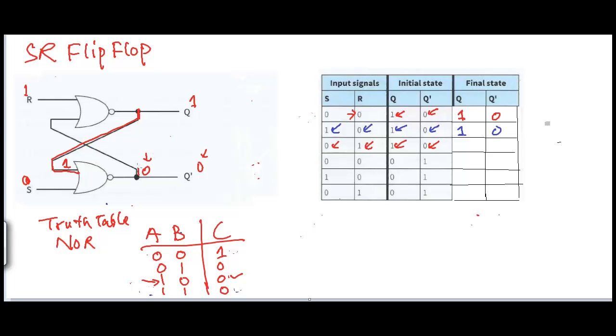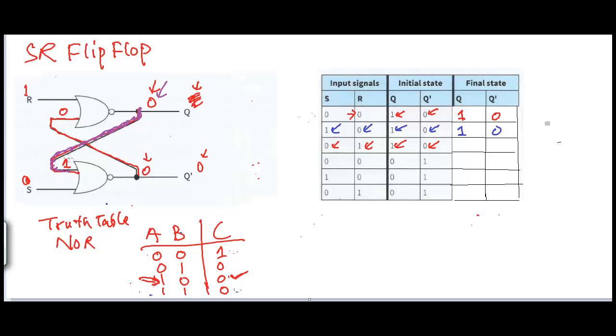This 0 is going to be fed back here. So now we have 1 and 0 at the input. When we have 1 and 0 at the input, we are going to get a 0 at the output. So this time we are getting a 0 at the output. Previously we had a 1. So the state of Q has changed. This new state of Q needs to be fed back. So now we're going to feed back this new state of Q.